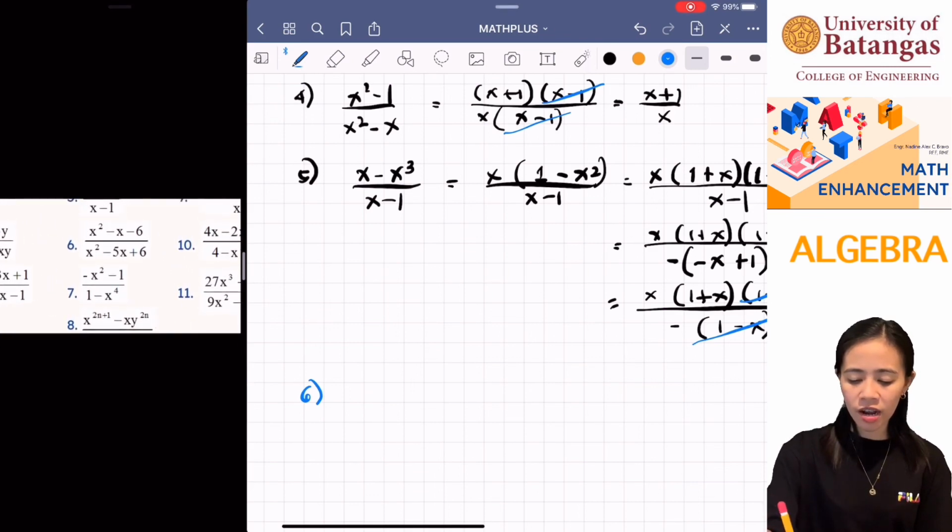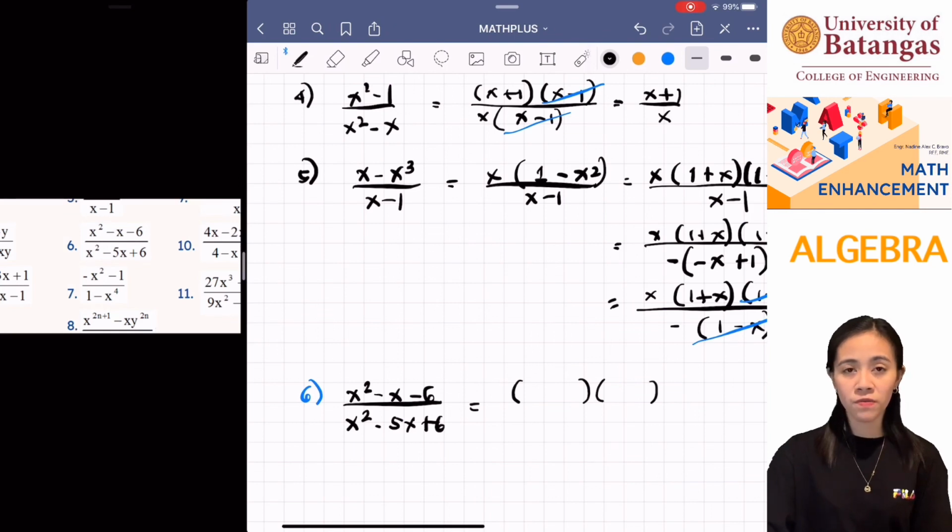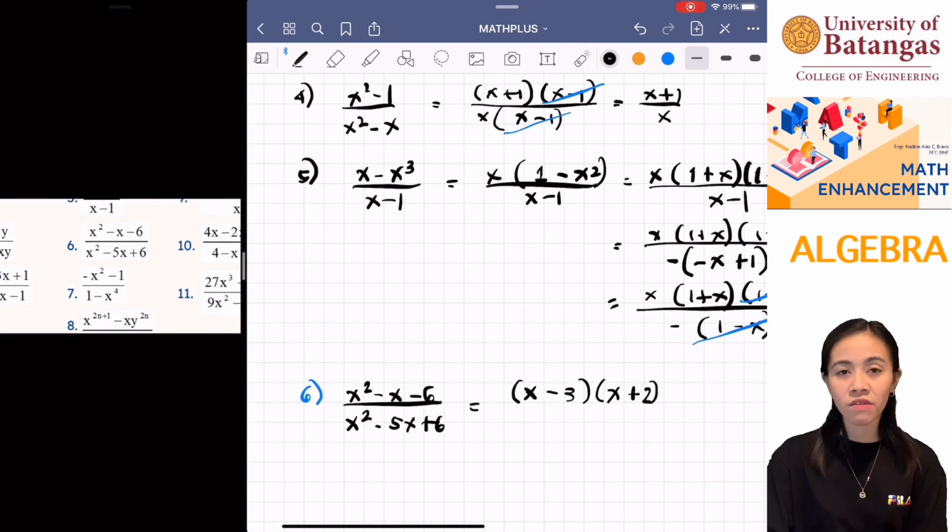Okay, you have there x squared minus x minus 6 divided by x squared minus 5x plus 6. So, we have to think of factors of 6 that will give us a sum of negative 1. And that's obviously negative 3 and positive 2, diba? Negative 3 times 2 is negative 6. Negative 3 plus 2 is negative 1. All over, we'll do the same thing in the denominator.